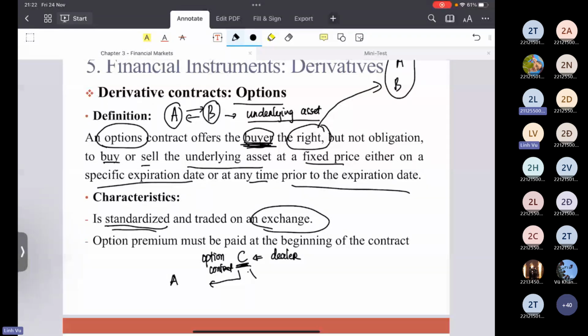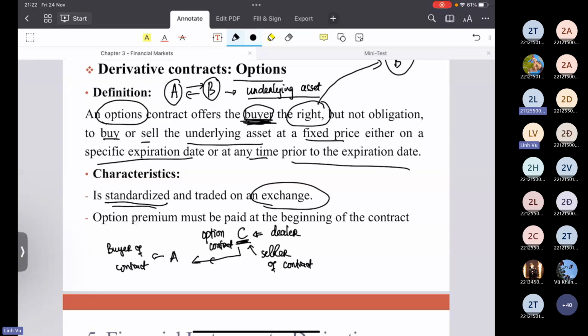So this party C is the seller of the contract, and party A here is the buyer of the contract. Party C offers party A an option contract that after 1 year, party C will sell 2 tons of coffee bean at the price of $1,300. And party A will have the right to buy 2 tons of coffee bean at the price of $1,300 after 1 year.